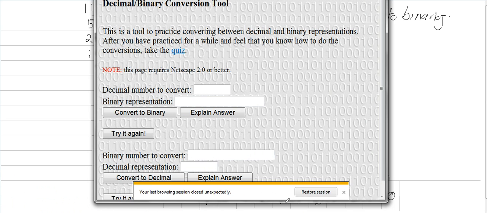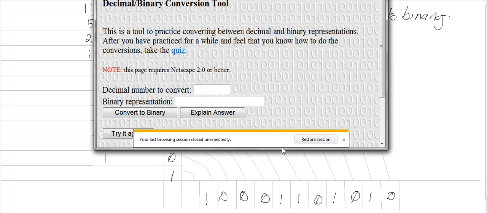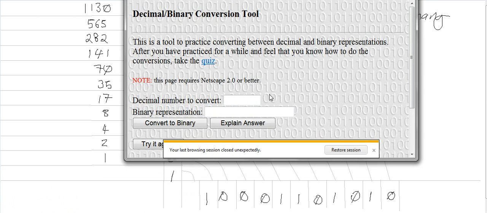Okay, just do a quick check, make sure that that's right. 0, 1, 0, 1, 0, 1, 1, 0, 0, 0, 1. Excellent, it worked. So now you know how to convert to and from binary. Cool.